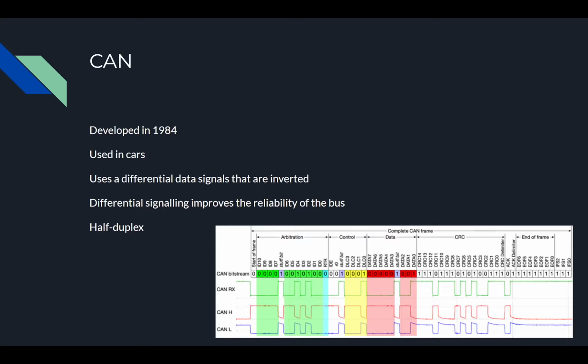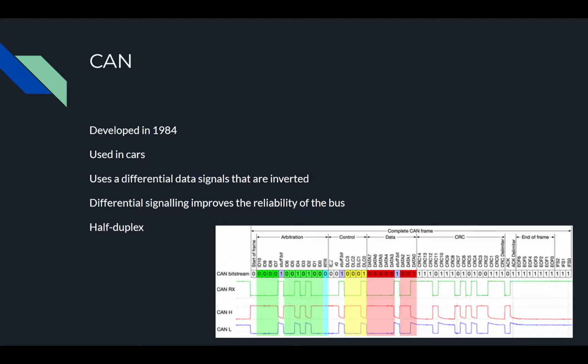The differential signaling improves the reliability of the bus because it is assumed if these two wires are next to each other, any noise will affect them both to roughly the same degree, and that change can be canceled out because it's the same in both. It is half duplex, which, depending on what you're doing, might be a bit of a downside.